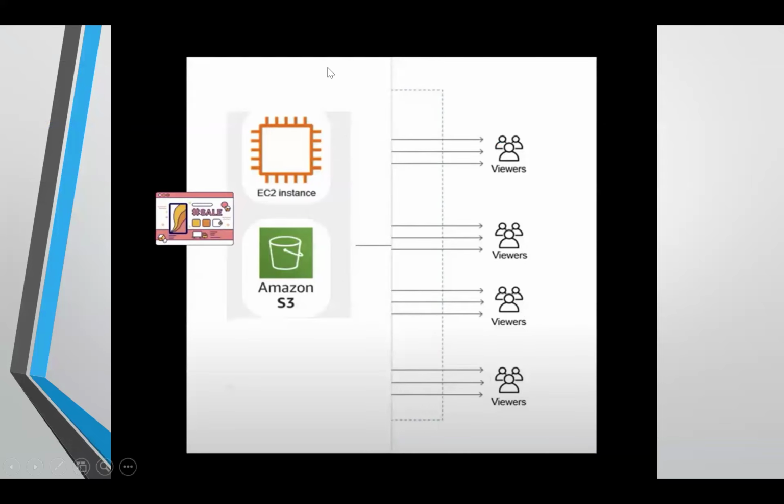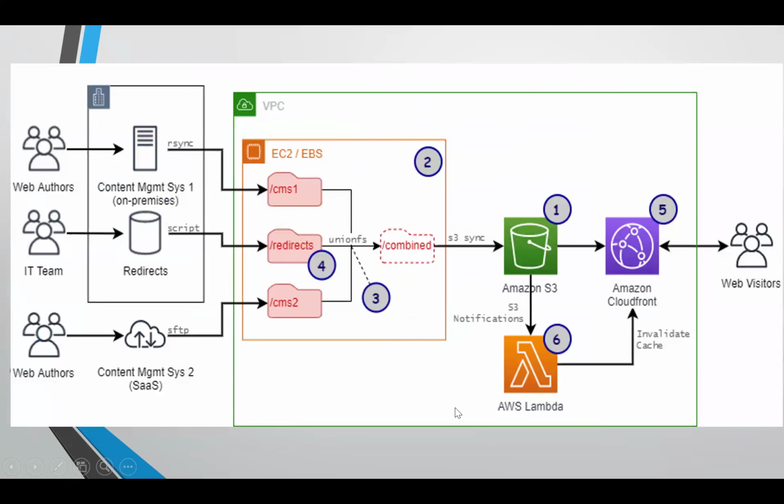So this is my website. This is the S3 bucket where all my data is stored. This is the EC2 instance where my application is stored. And in between are the multiple regions from where your viewers are looking. So in a complex way, it looks like this.